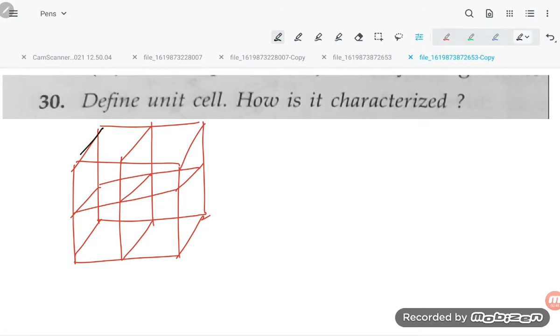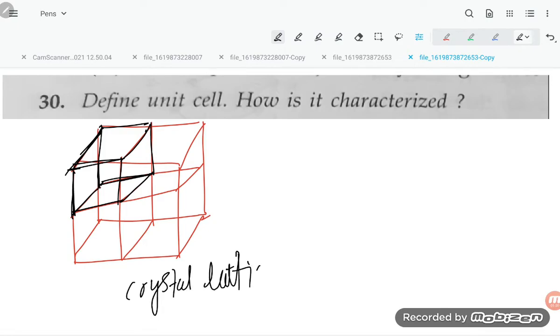If you talk about it, student, one smallest portion here is the unit cell of the crystal lattice. This is supposed to be a unit cell. Totally, this is the crystal lattice. But if you talk about this portion, this is the unit cell. So the smallest portion of the crystal lattice is known as the unit cell, and when this unit cell is repeated in different directions, it generates the entire lattice.